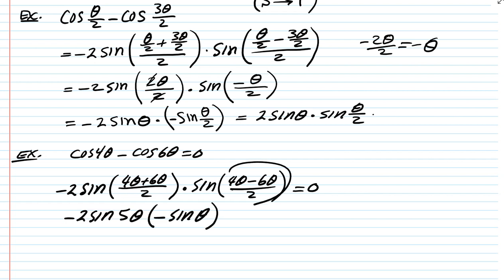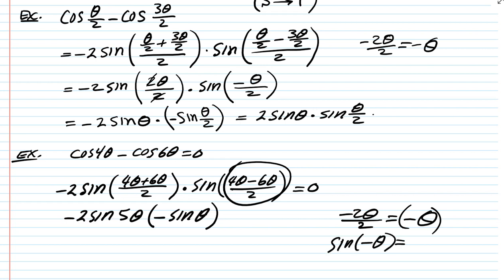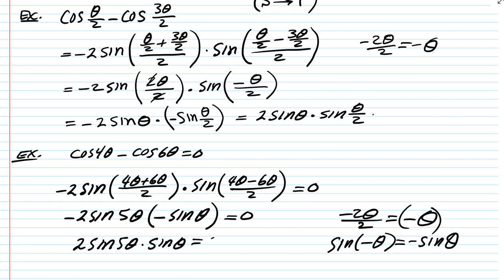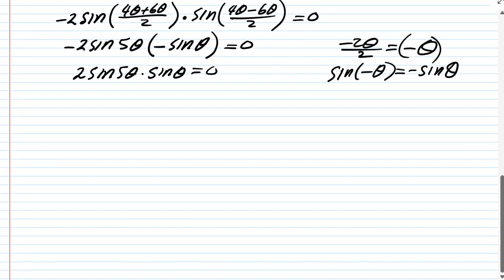That's because 4 theta minus 6 theta is -2 theta, divided by 2 is negative theta. And sine of negative theta is negative sine theta, right? Due to negative angle identities. And set it equal to 0. Negative times negative is positive, so this becomes 2 sine 5 theta times sine theta equals 0. Now we can apply the zero factor property to this.